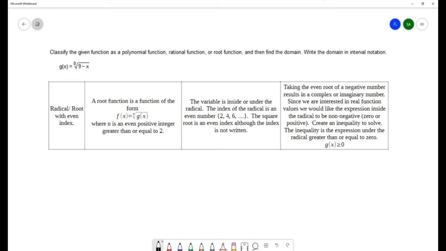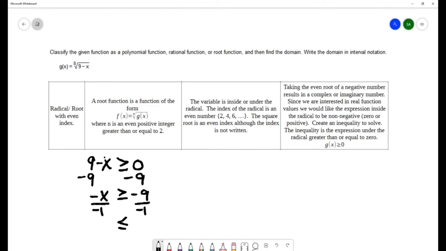And when we solve that inequality, it will lead us to the domain. So for our function, g of x equals the 8th root of 9 minus x, 9 minus x is the expression underneath the radical. And we're going to create that inequality. 9 minus x is greater than or equal to 0. And solve. So we're going to subtract 9. That gives negative x is greater than or equal to negative 9. Divide by negative 1 on both sides. We're dividing by a negative, which means we need to reverse the inequality symbol. And that gives x is less than or equal to 9.